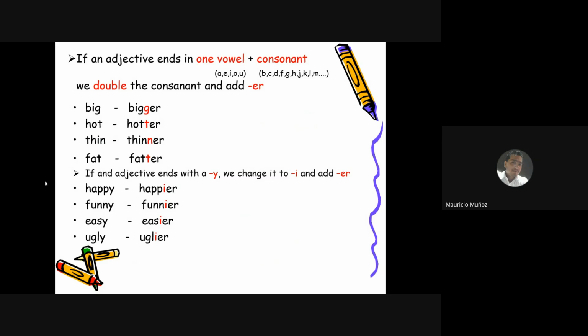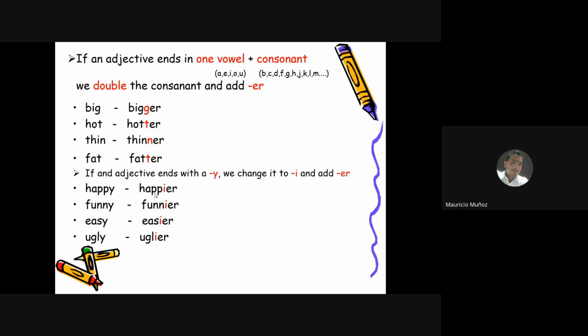Okay, but we have another kind of adjective. These adjectives are not short adjectives. They have two syllables. For example, happy, funny, easy, ugly. What is common among these adjectives is that they end with the letter Y. You see the letter Y, la Y. Happy, funny, easy, ugly.